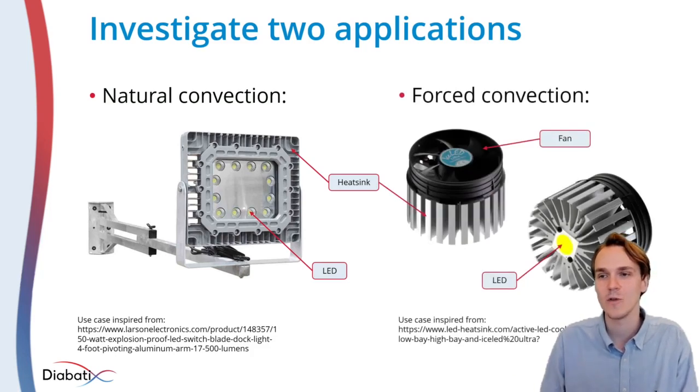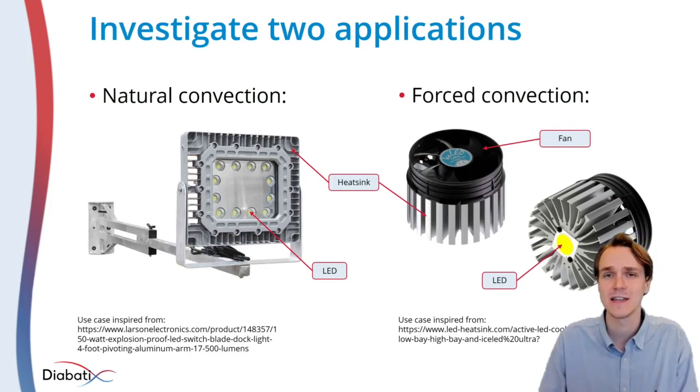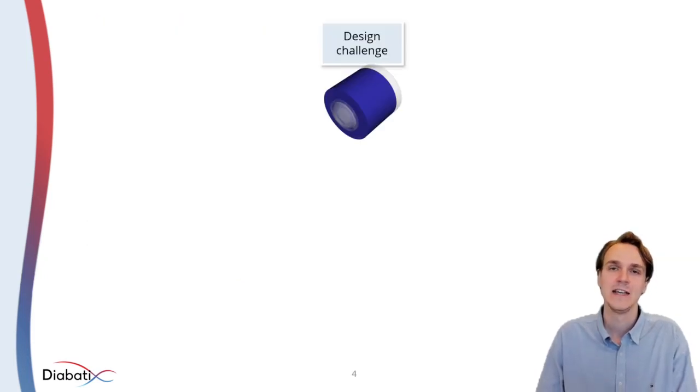Secondly, we have a forced convection application. Here we actually have a fan sitting on top of both the LED and the heatsink that drives the airflow to cool the LED, and we will show you how you can also optimize for both of these types of heatsinks.